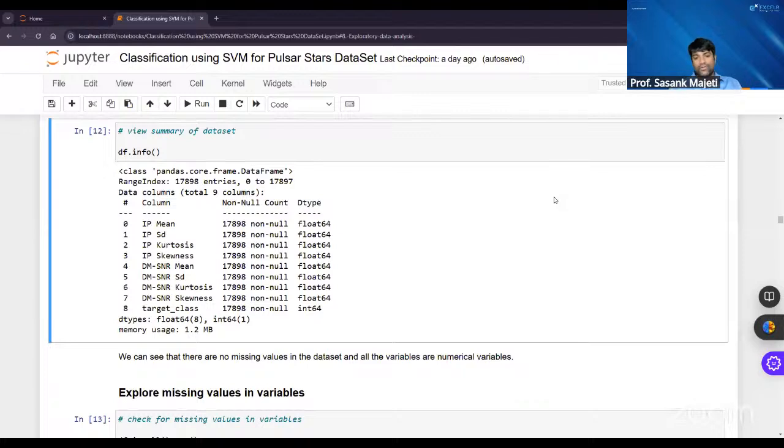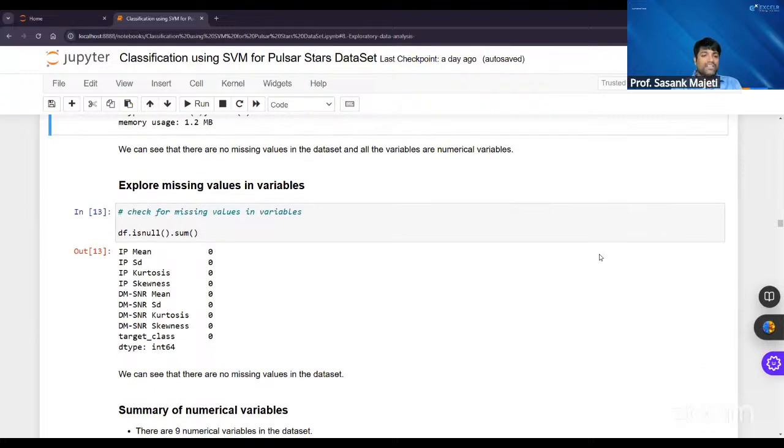Everything is a value, even floating value. Even the target class is actually categorical. It is showing integer because we have given zeros and ones, but it is a categorical value, because it's basically a positive or a negative case. Okay, fine.